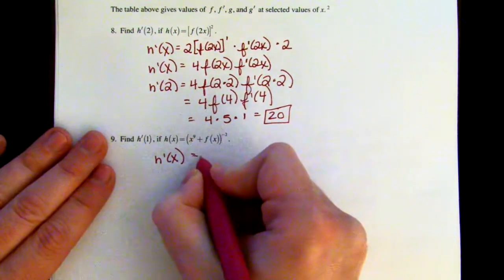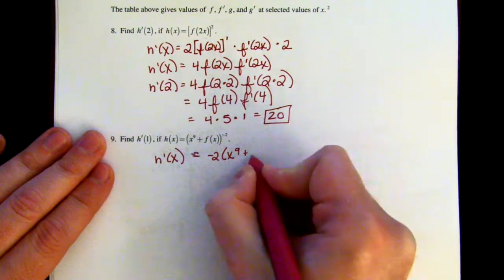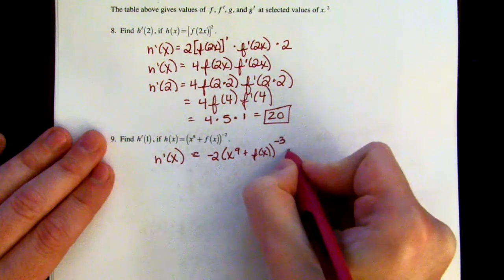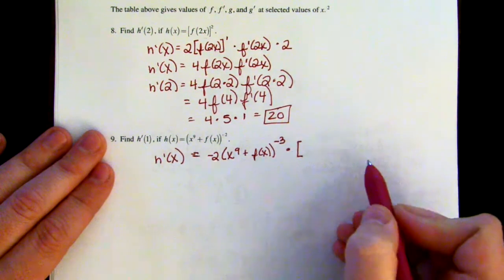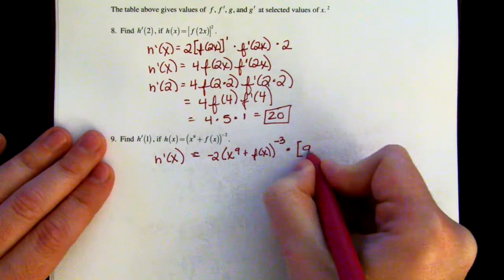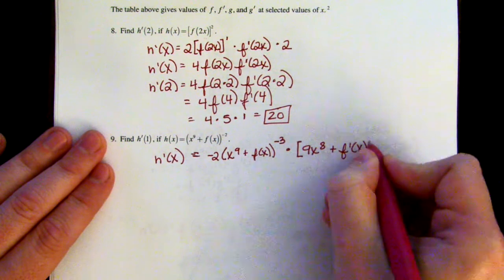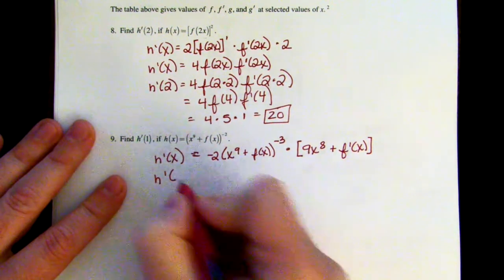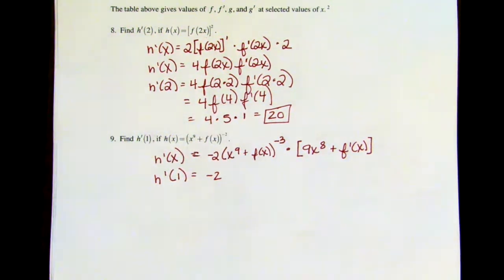I'm going to pull down that power. Leave everything inside here, x to the 9th plus f of x. And my new power is now negative 3. Then I have to multiply by the derivative of the thing inside. And the thing inside was a sum, so I need to multiply by a sum. Derivative of x to the 9th is 9x to the 8th. Derivative of f of x is f prime of x. We're going to get h prime of, why don't I just start plugging in? h prime of 1 equals, actually, you know what? How about you see if you can go deal with the plugging in and send in your answer.